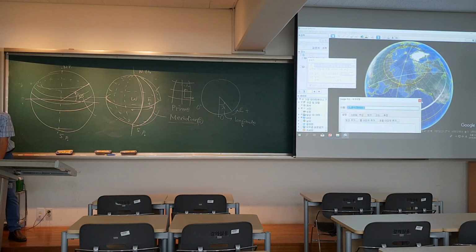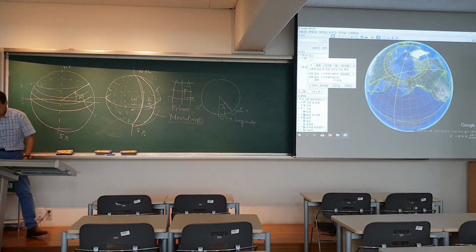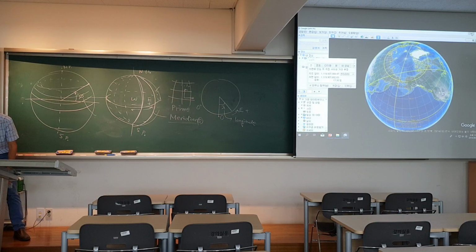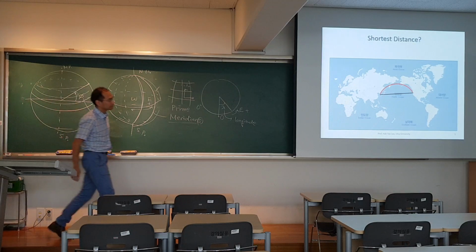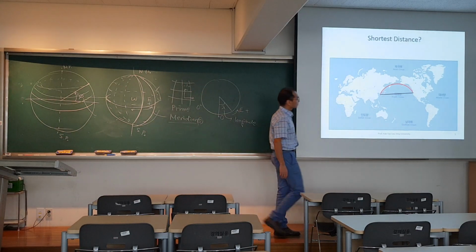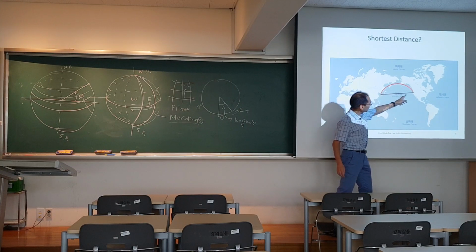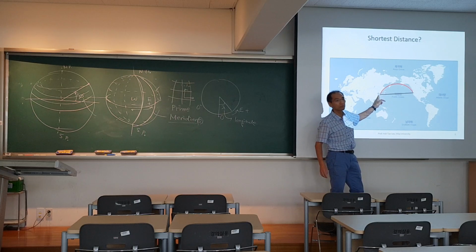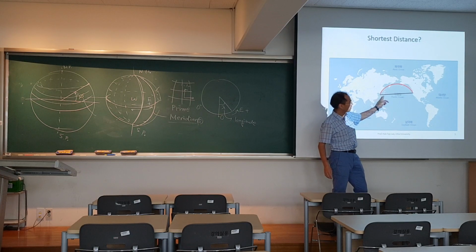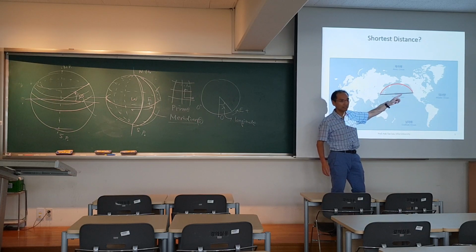Doesn't really work. So let's go back to this map. From San Francisco to Incheon, it takes about 12 hours. If you fly from San Francisco to New York, it takes 5 hours.